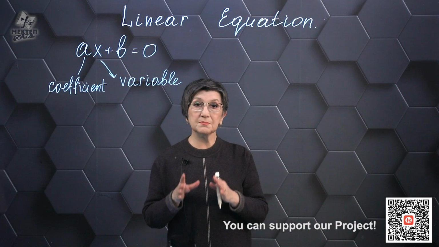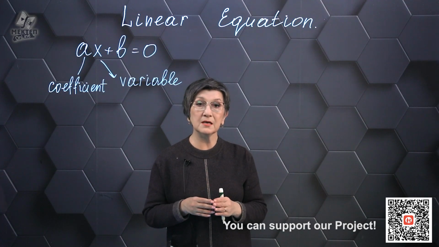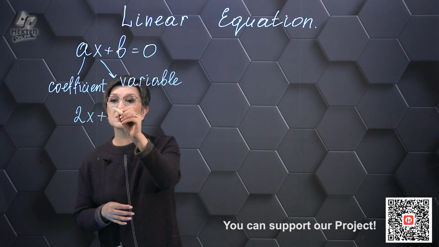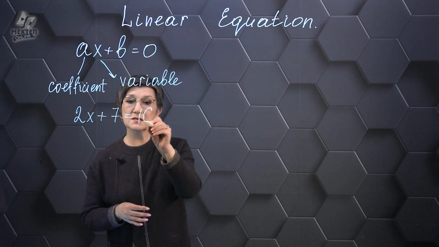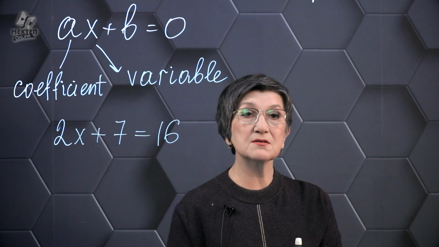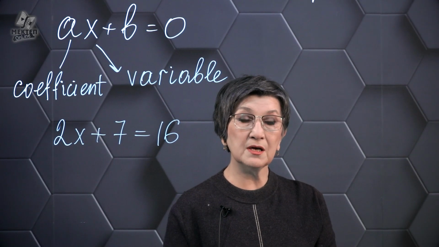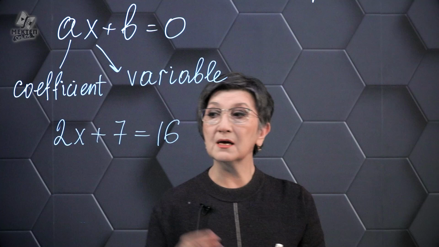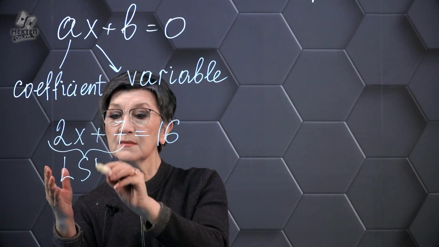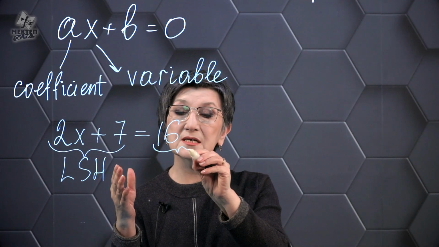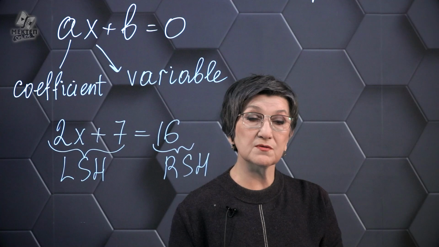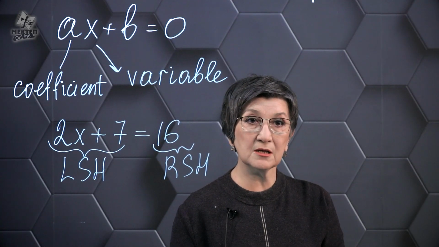But first, let's write down some linear equation. For example, 2 times x plus 7 equals 16. And we need to solve this linear equation. But first, let's remember that a linear equation has two parts. This is the left part of the linear equation. And this is the right part of the linear equation. And now we will write down the properties that help us solve this linear equation.